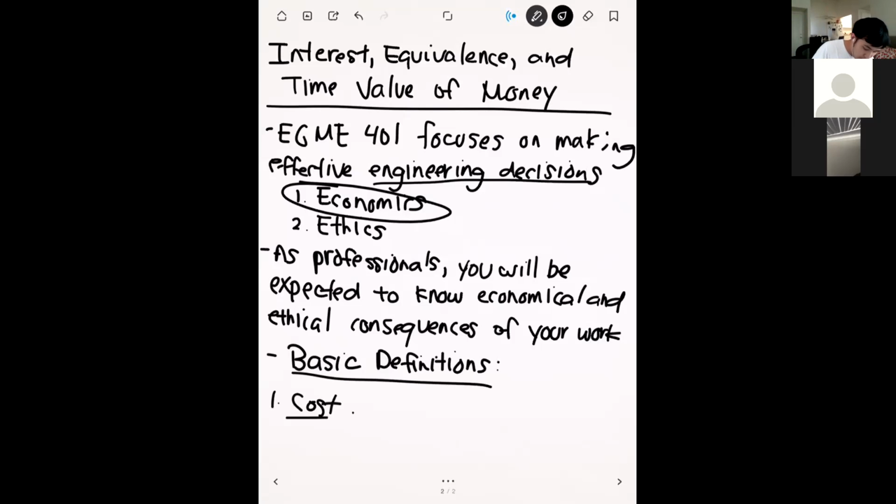First one's really easy, so it's going to be cost. You probably intuitively know already what a cost is, but the way that we're going to define cost is money that's going to be paid out from you or from your project.